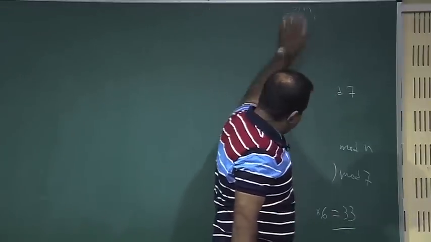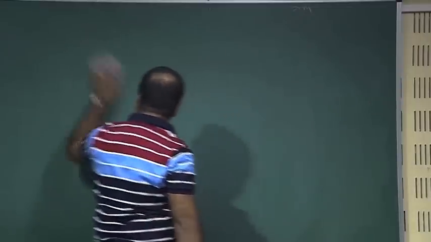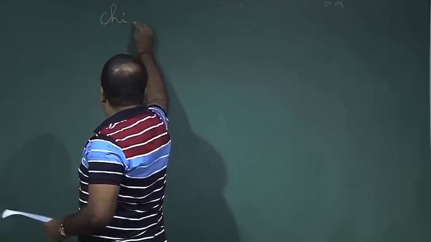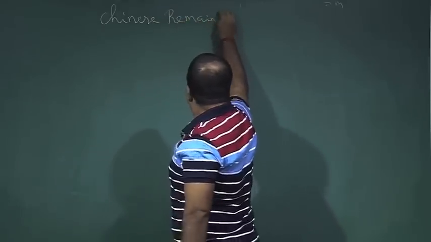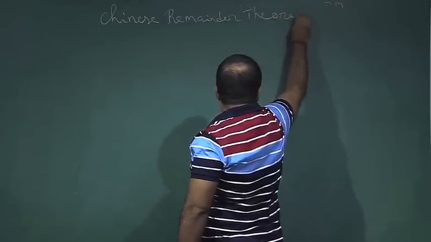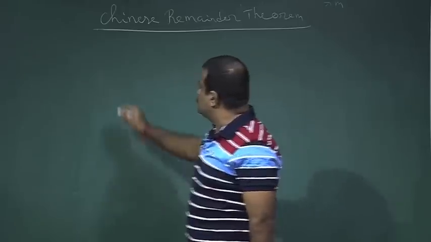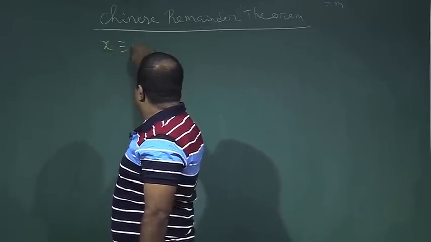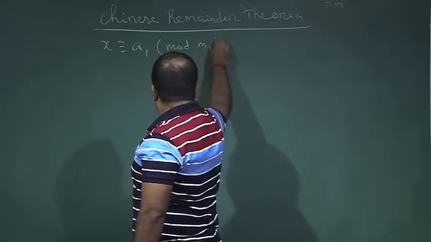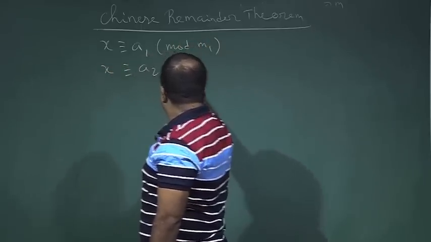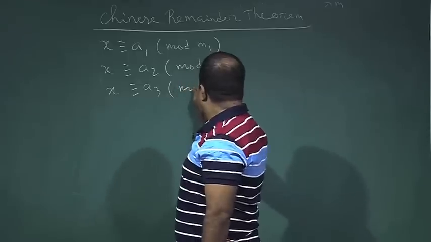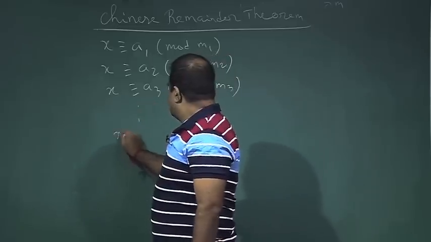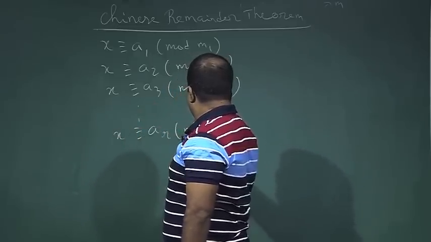So that is the Chinese remainder theorem. This is the general form of the Chinese remainder theorem. Suppose we have r equations: x is congruent to a 1 mod m 1, x is congruent to a 2 mod m 2, x is congruent to a 3 mod m 3, and so on, up to x is congruent to a r mod m r.